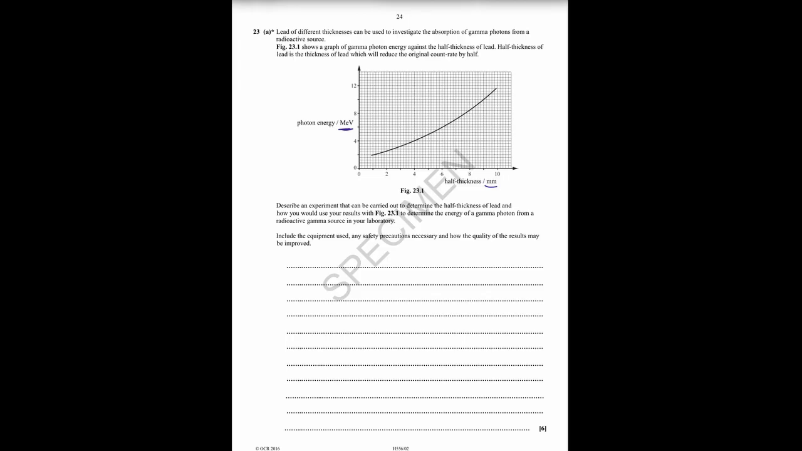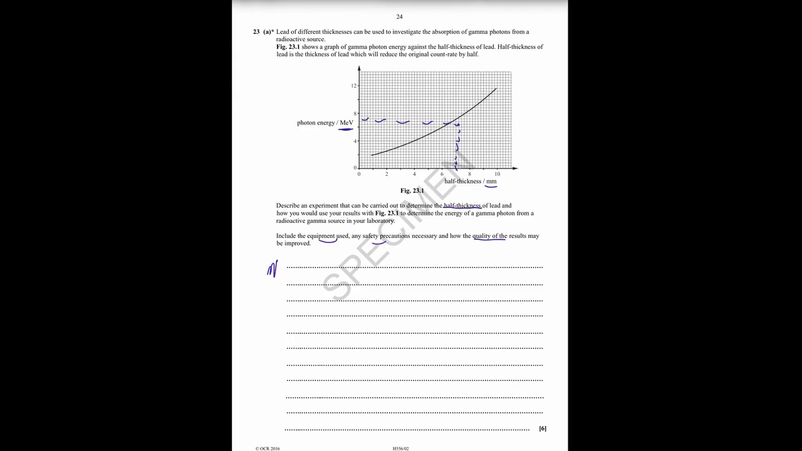So basically, if I can describe in this part over here how I am going to get the half thickness of something, then I can say, okay, I'm going to basically use the graph and do the line of the graph, whatever it is. And then from there, I can get the energy. And then it's saying about the equipment and safety and how the results might be improved.